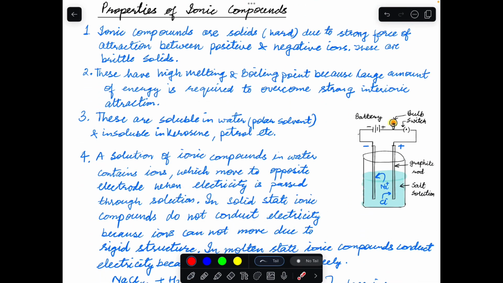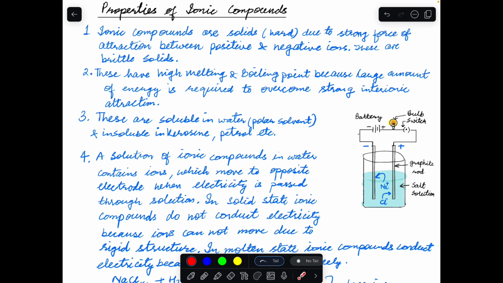Next, properties of ionic compounds. Ionic compounds are made up of oppositely charged ions, and there is a strong electrostatic force of attraction. Therefore, ionic compounds are very hard, very tough solids. Reason: strong force of attraction between oppositely charged ions, that is the positive and negative ions. But these are hard and tough, but they are not malleable or ductile like metals, so they are brittle solids. When we hit them, they will break into pieces. You can see when you crush table salt, sodium chloride, you get a fine powder. Why? Because it is brittle.